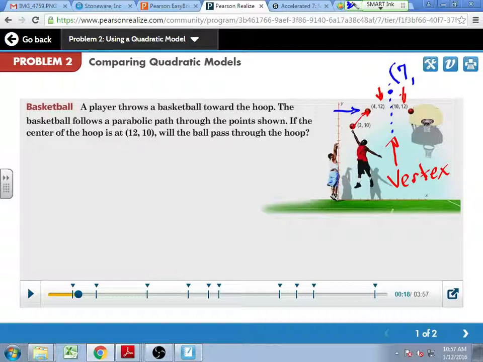You already have the point that's symmetric to the hoop itself, since the question is directly asking, if the center of the hoop is (12, 10), will the ball pass through?